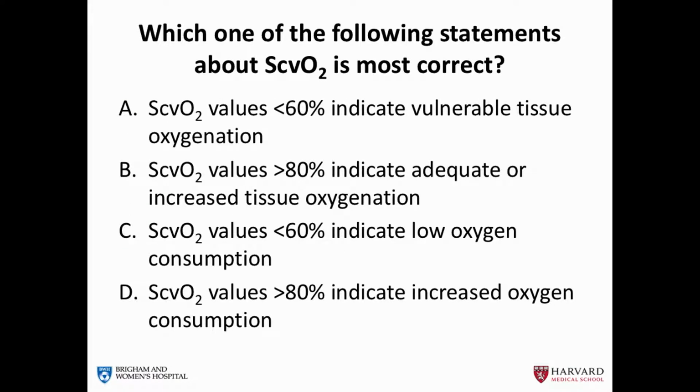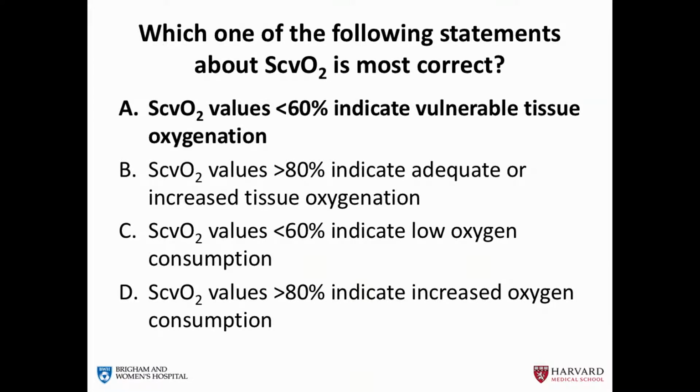Which one of the following statements about central venous oxygen saturation is most correct? Central venous oxygen saturation values less than 60% indicate vulnerable tissue oxygenation. Central venous oxygen saturation values greater than 80% indicate adequate or increased tissue oxygenation. Central venous oxygen saturation values less than 60% indicate low oxygen consumption. Central venous oxygen saturation values greater than 80% indicate increased oxygen consumption. The answer is central venous oxygen saturation values less than 60% indicate vulnerable tissue oxygenation.